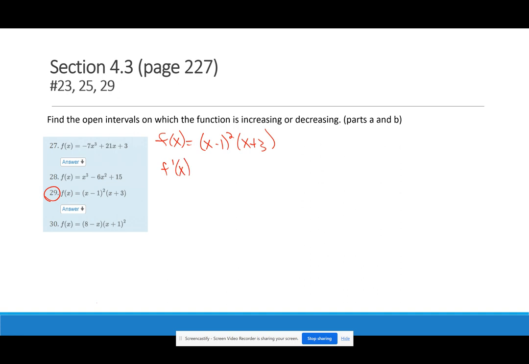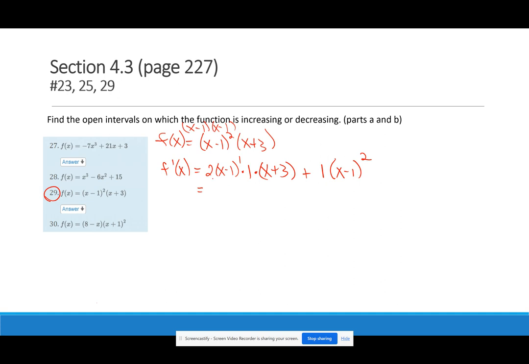You could multiply everything out if you're careful, FOIL out x minus 1 times itself, then multiply through by x plus 3, or just do the product rule. 2 times x minus 1 to the first times the derivative of the inside times the second function as is, plus the derivative of the second function times the first function as is.